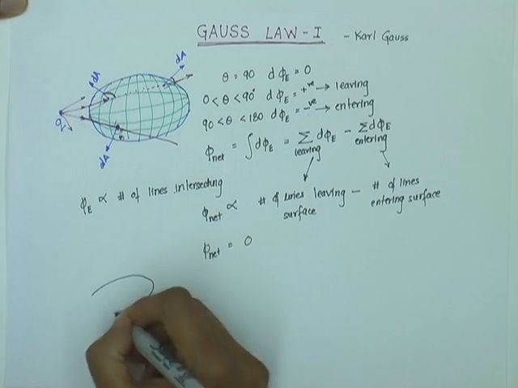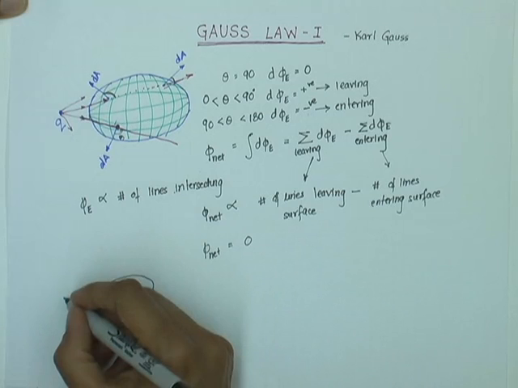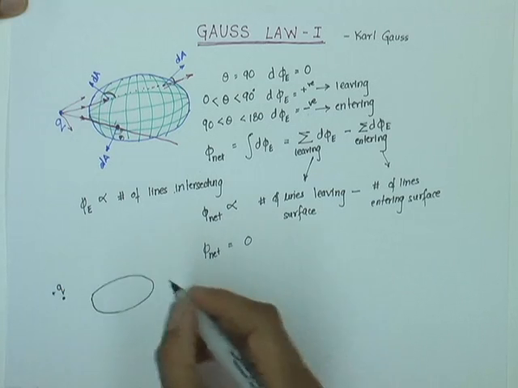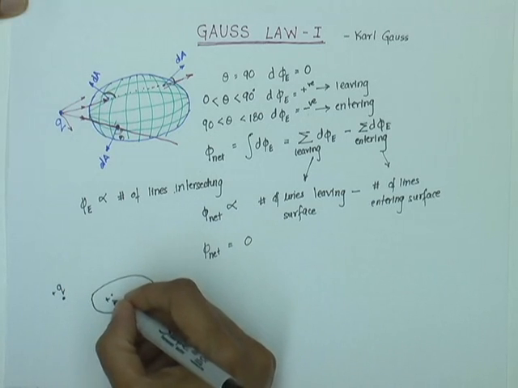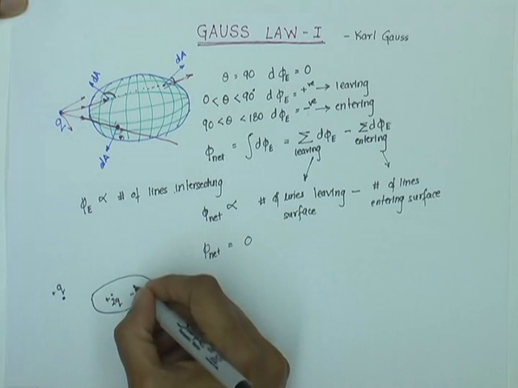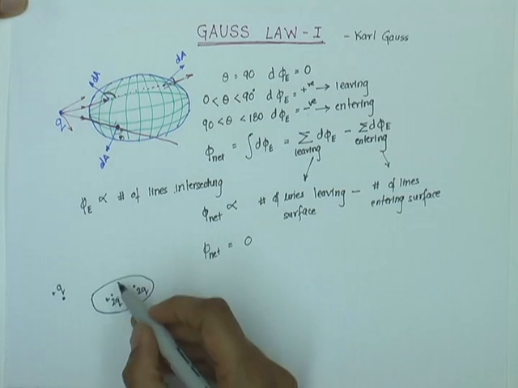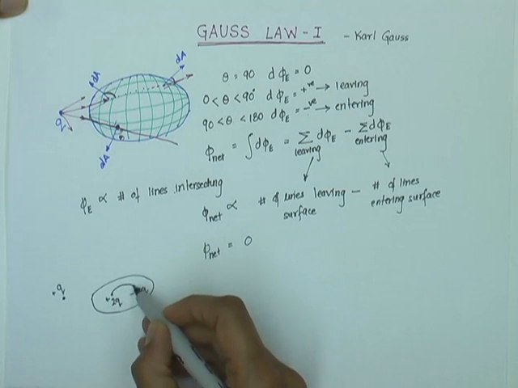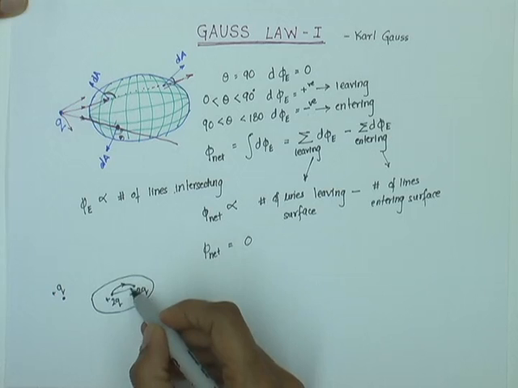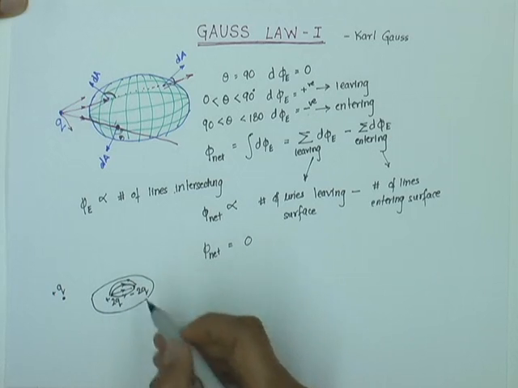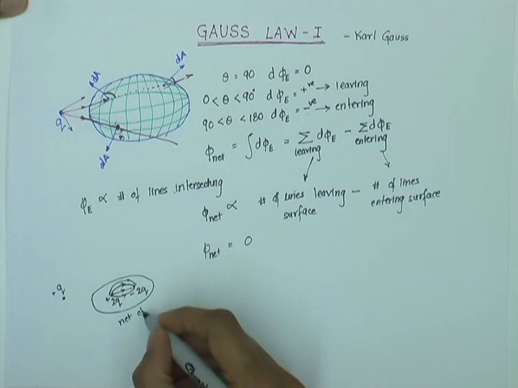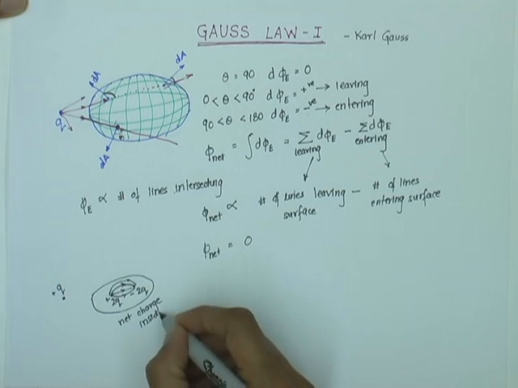If a surface is something like that, this is again my closed surface, and I have a charge plus q here, and I have a charge plus 2q and minus 2q here. So there is some charge inside it. However, you should note that all the electric field lines starting from this plus 2q charge are going to terminate on the minus 2q charge. And so the net charge inside this surface is essentially 0.